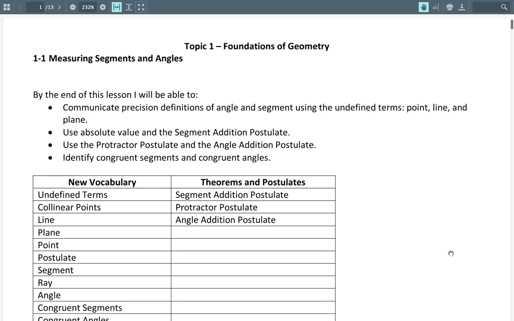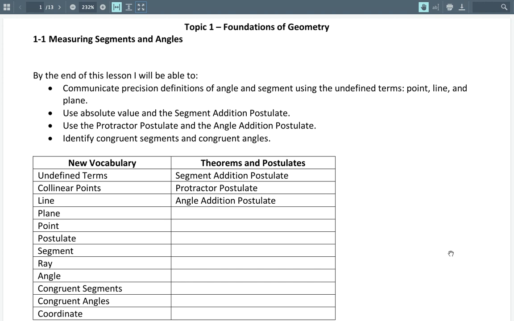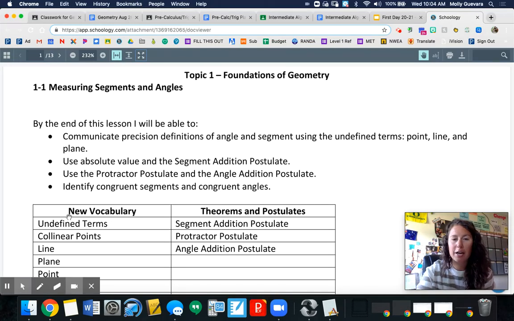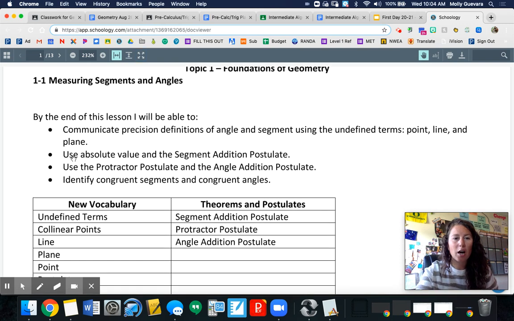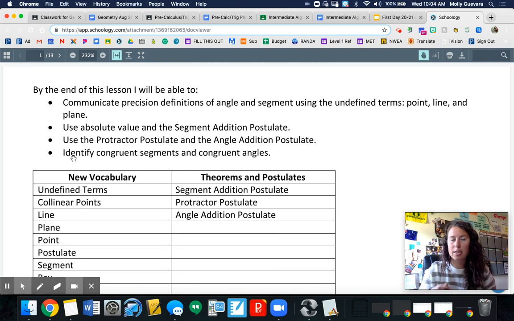Topic 1 is all about measuring segments and angles. I'm actually going to minimize this because I lost my tools. So we're all looking at measuring segments, measuring angles. How do we know what an angle measure is? How do we know what a line segment is? Things like that. So we have 4 objectives for today's lesson.